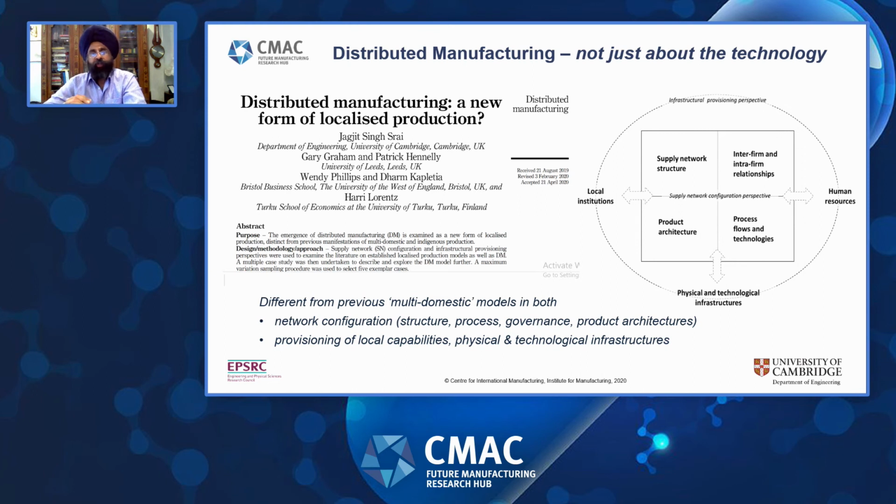Now, distributed manufacturing is not just about the technology. And in this paper just published, we start to look at some of the other aspects we need to consider when looking at co-location or distributed. Now, distributed manufacturing in the operations management domain is often referred to as multi-domestic manufacturing, where you had factories in many locations. And we would examine these from a network configuration perspective in terms of network structure, technology and process, governance, and the product architecture.